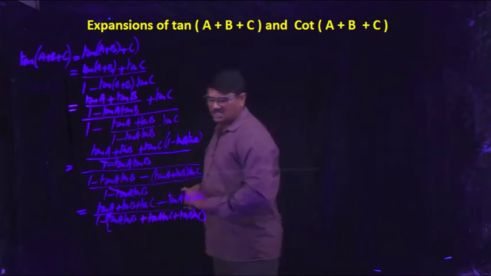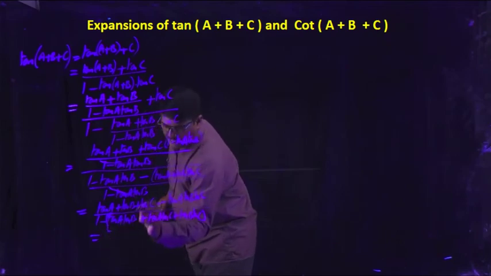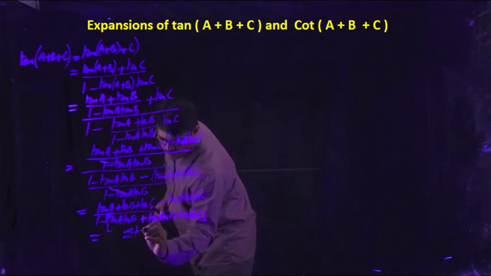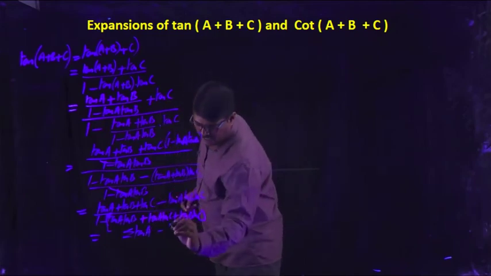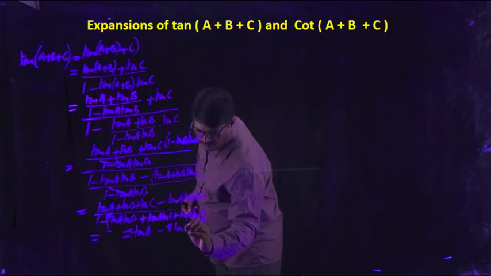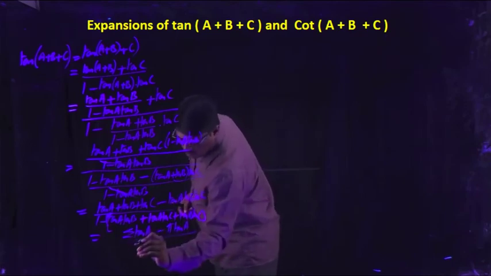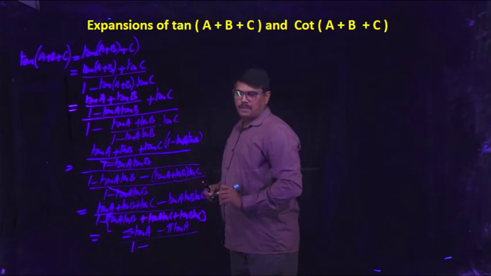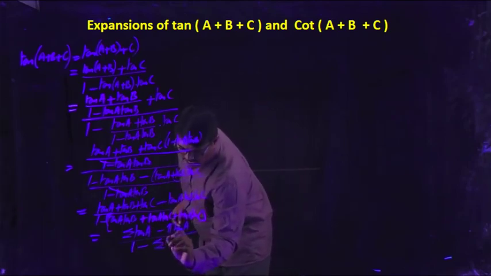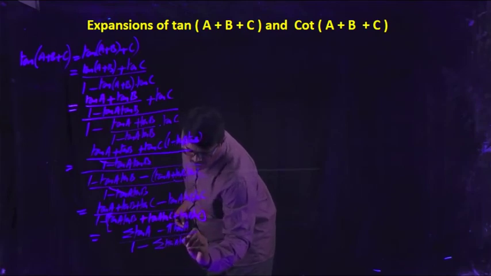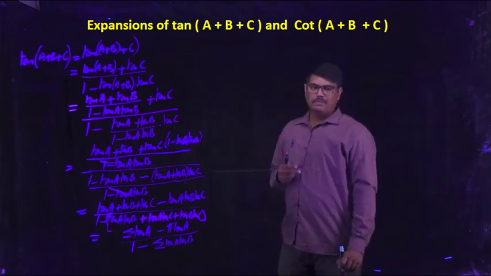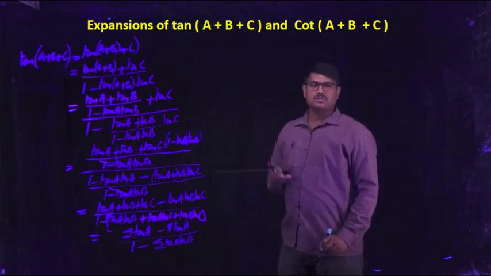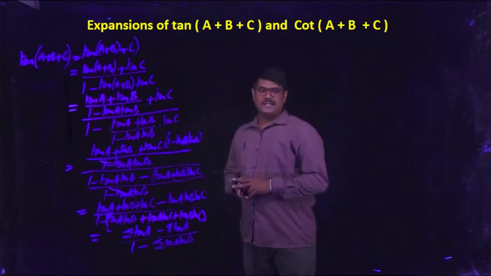Or you can remember this one like this also. Tan A plus tan B plus tan C, write that as sigma tan A. Tan A into tan B into tan C, write that as the product tan A, divided by 1 minus tan A tan B plus tan B tan C plus tan C tan A, write that as sigma tan A tan B. So you can remember the formula like that: sigma tan A minus product tan A by 1 minus sigma tan A tan B. So that is the expansion of tan of A plus B plus C.